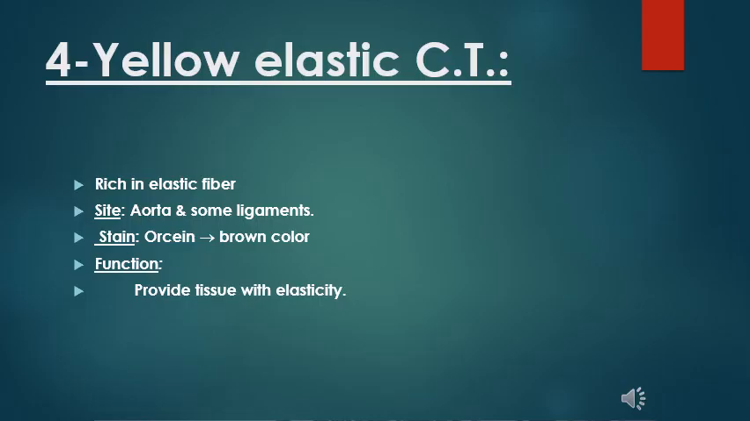So the function is elasticity and recoil. It is present in the aorta, blood vessels, and in ligaments. Stained brown with orcein, the function is to provide elasticity.